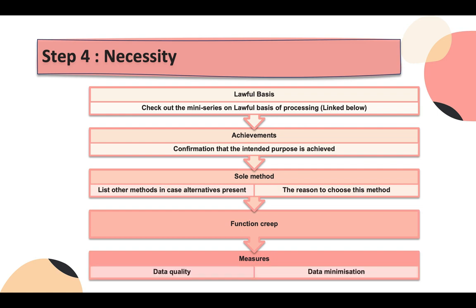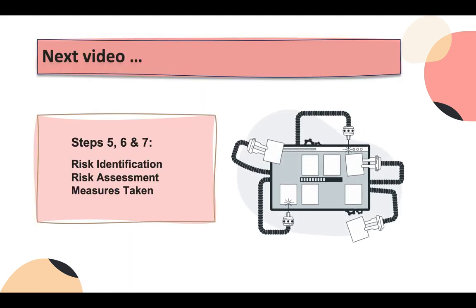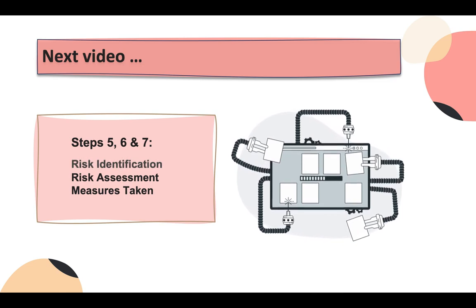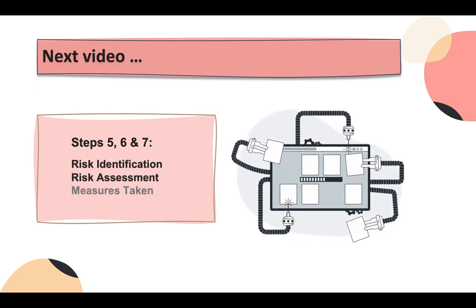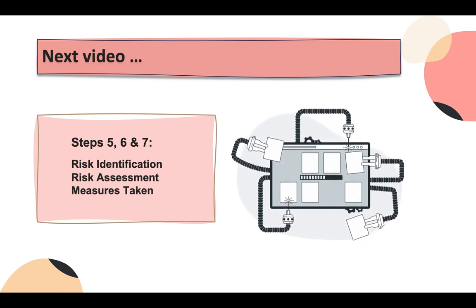With this, we are finished with our video on understanding Steps 3 and 4 of performing a DPIA regarding consulting and necessity assessment. In the next video, we will talk about Steps 5, 6, and 7, which concern the identification and assessment of the risks, followed by the measures taken against them, and finalizing the document with proper sign-off and recording outcomes.